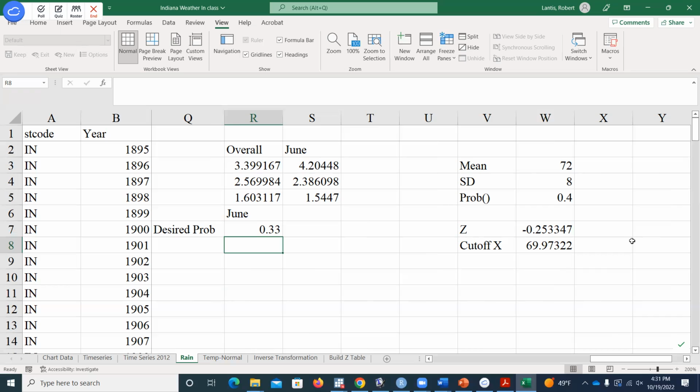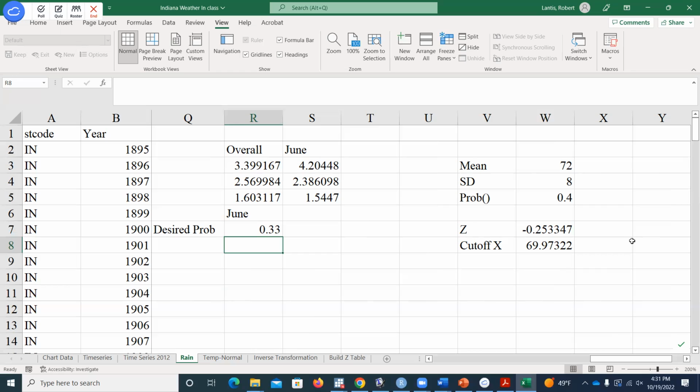Yeah, it's the cutoff value for the bottom 33%. Well, the mean would be for the bottom 50%, or probably 0.5. So I know that I'm going to be somewhere below the mean. I know that the Z value that I look up should be negative, right? Because I'm going to be a certain number of standard deviations below the mean.